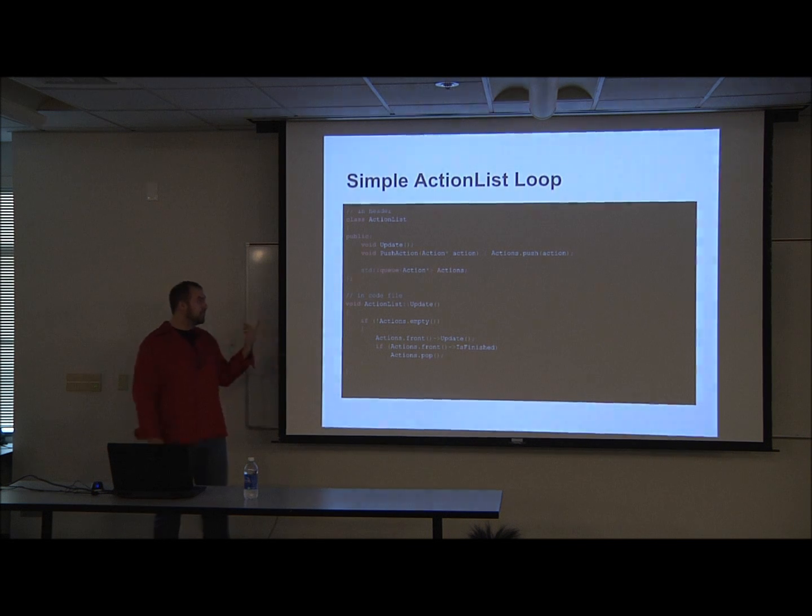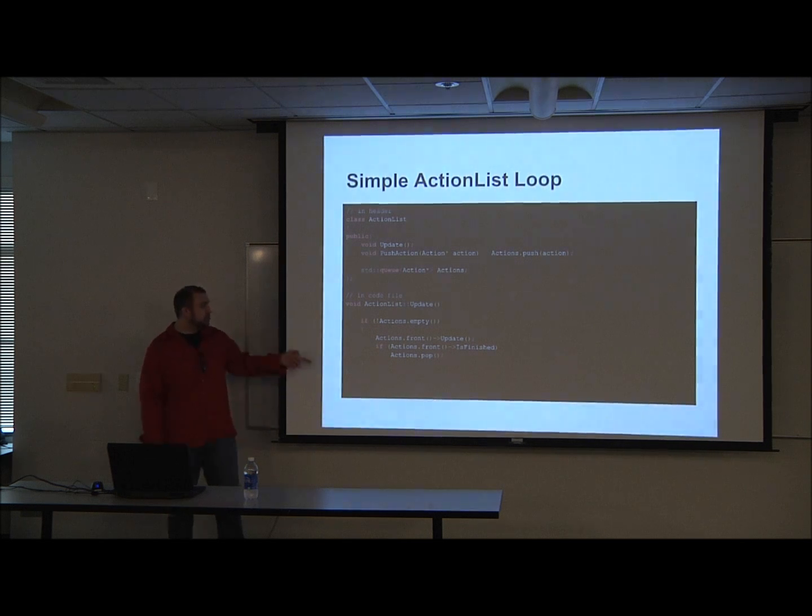We have a class called an action list that just uses an STL standard queue. That's one way to keep a list of things like an action list here. And we just have a simple loop. So long as we have an action to execute, we update the very first action. And then if it's finished, we pop it.